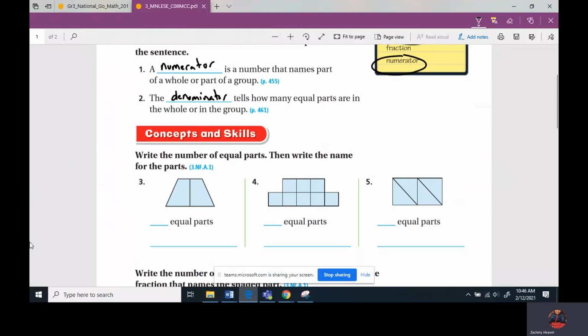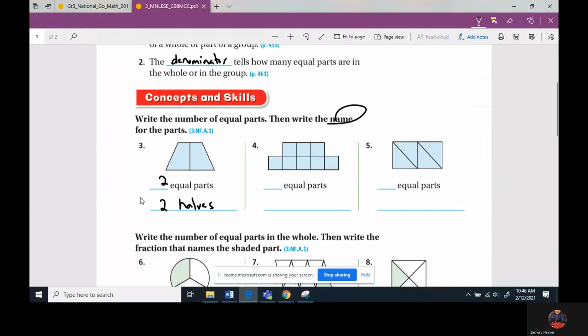It says, how many equal parts do we have? Well, we have 2 equal parts. Then how many are shaded? Well, 2 halves. Okay, write the name. It doesn't say write the fraction, write the name. So right here we have 1, 2, 3, 4, 5, 6, 7, 8. We have 8 equal parts, or 8 eighths. And right here we have 1, 2, 3, 4 equal parts, or 4 fourths. Okay, 2 halves, 8 eighths, and 4 fourths.